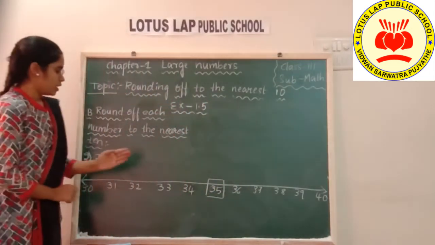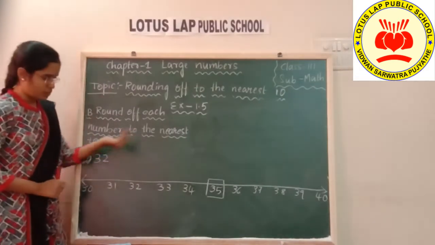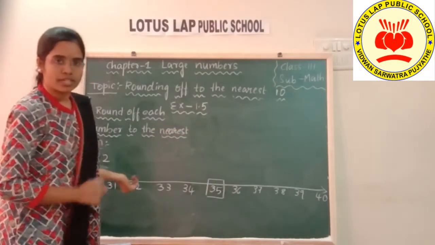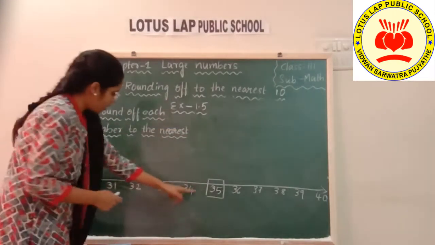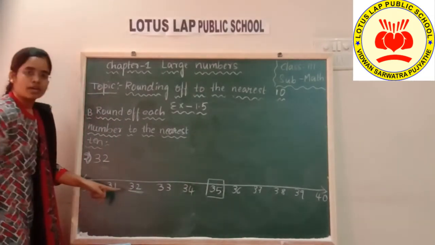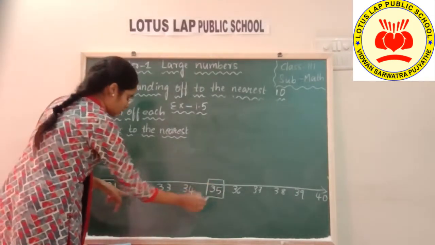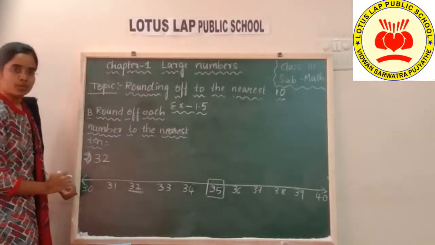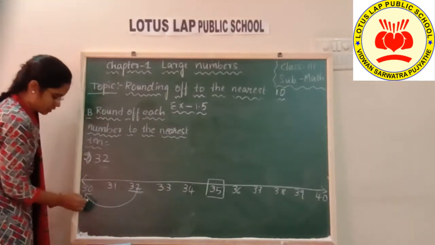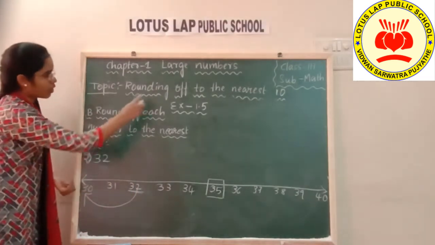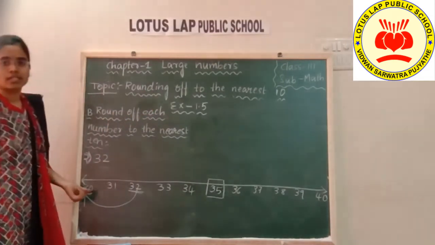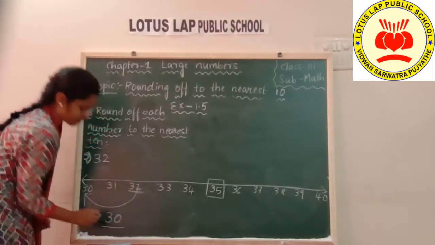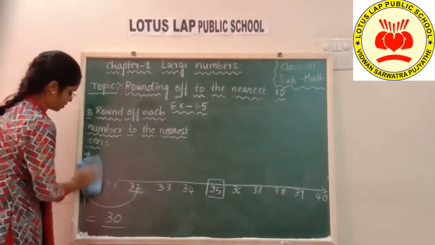Now you need to check where 32 is. Is it before the reference value or after the reference value? To which tens value it is closer, you need to check. So 32 is before the reference value. As it is before, we need to round off to the before tens value. We need to round off to 30. The rounding off of 32 to the nearest 10 is 30, children. The answer will be 30. Yes, next, one more problem.